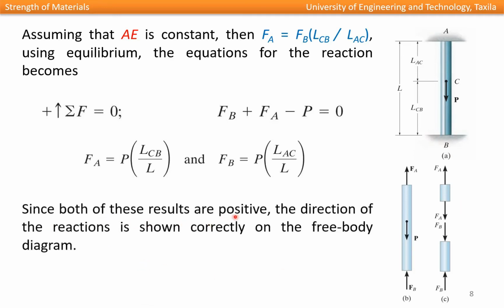Since both of these results are positive, the direction of the reactions is shown correctly on the free body diagram. It means that FA is acting away from the section in the upward direction and FB is acting towards the cross section.